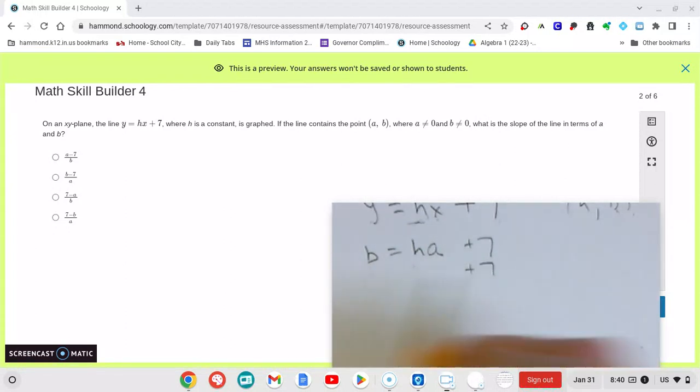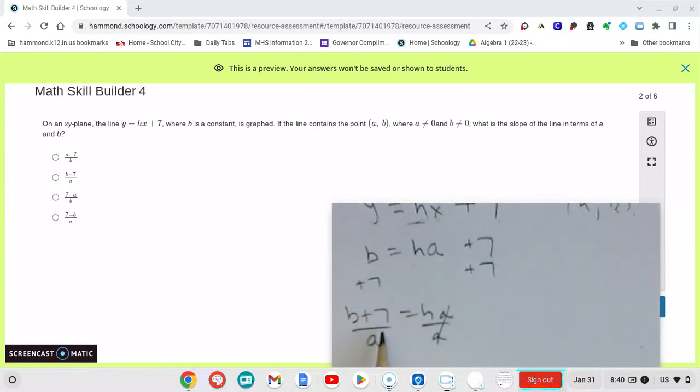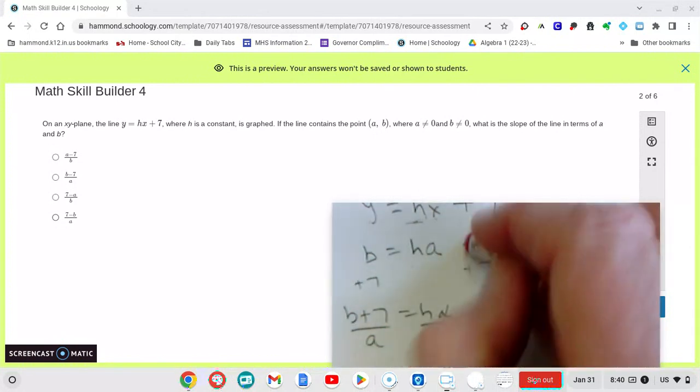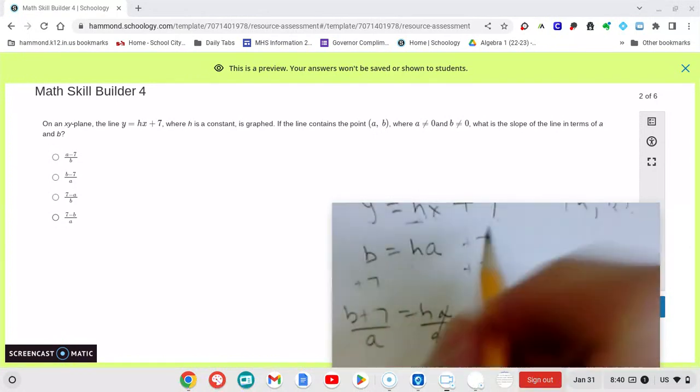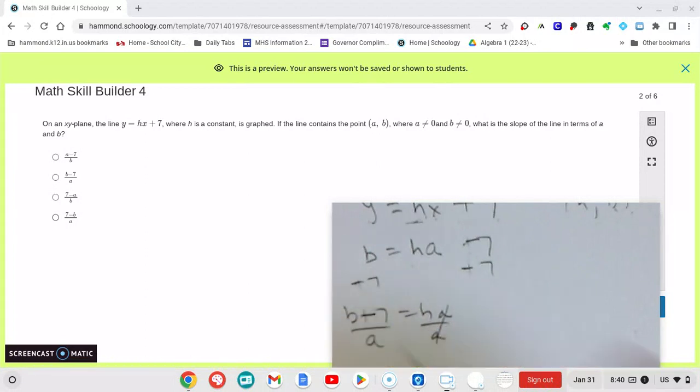So we're going to add 7 on both sides and then divide by a. So b plus 7 over a. I'm sorry, I should have subtracted 7. B minus 7 over a.